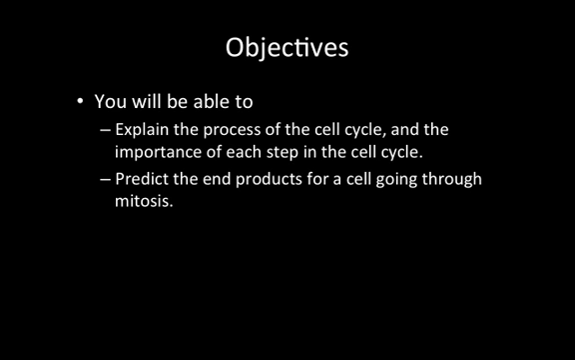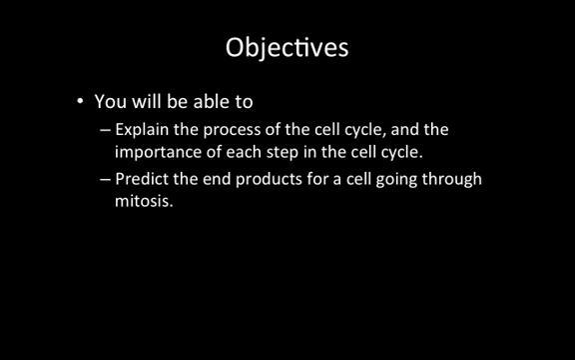So, your objectives today, by the end of this lecture, you'll be able to explain the process of the cell cycle and the importance of each step in the cell cycle. So, what is prophase, metaphase, anaphase, telophase? What goes on in each step that helps the cell cycle take place? Additionally, you should also be able to predict the end products of a cell going through mitosis.